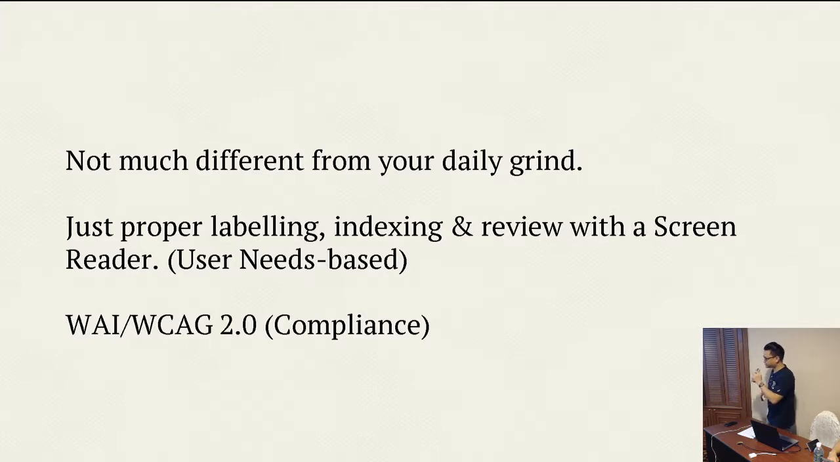So one of the main things is that you need proper labeling and indexing of all the different web elements on your product, and to constantly review with a screen reader. That's what we call manual scanning. There's also an automated scanner to check for accessibility, so that's on a user needs basis. And then there's a global standard for web accessibility that we look towards for compliance. So normally we try to meet both of those.